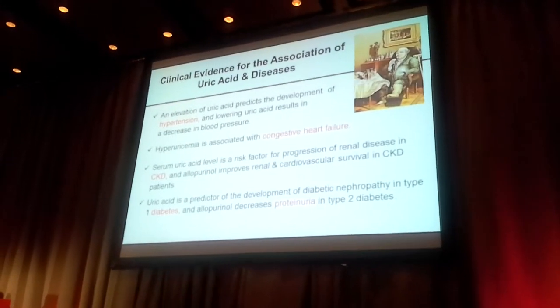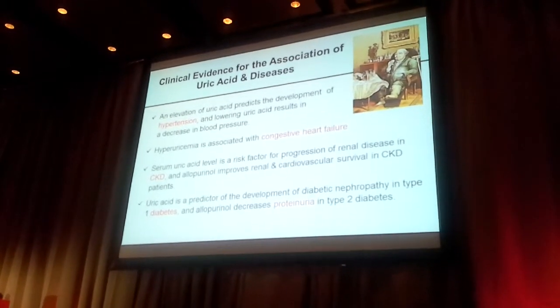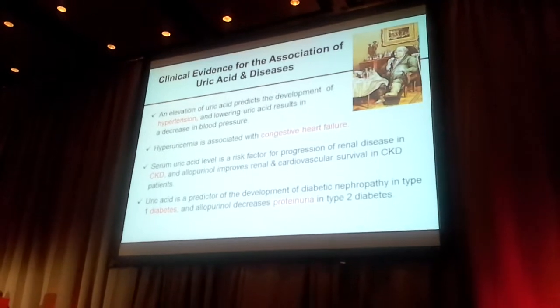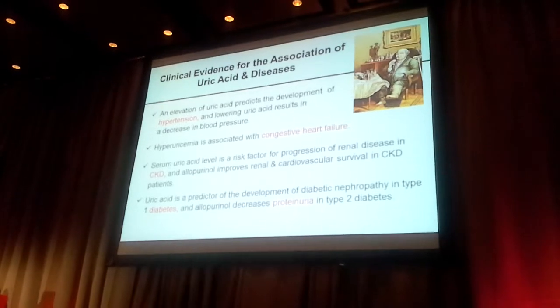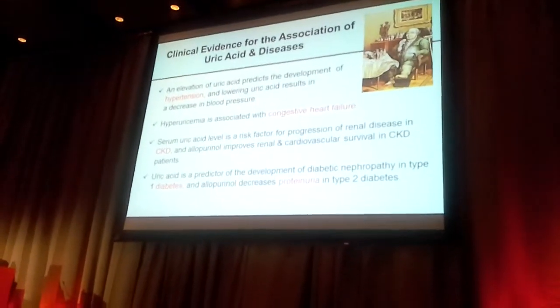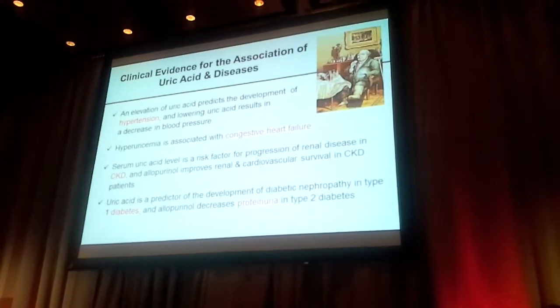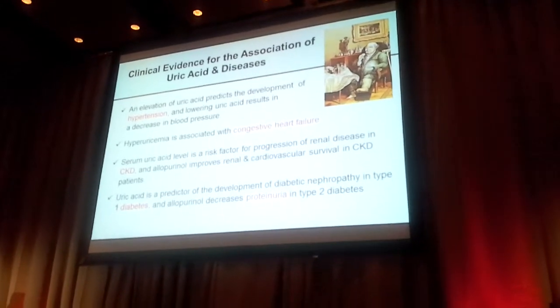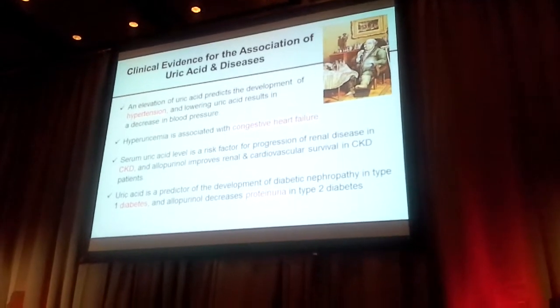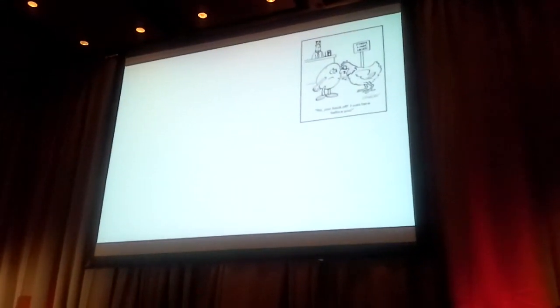Uric acid was also a predictor of development of diabetic nephropathy, and allopurinol decreased proteinuria in type 2 diabetes. But I think all of this clinical association, based on previous publications, does not necessarily mean uric acid plays any role in the development of this disease. Many of these clinical studies are observational, not controlled, and performed in a very small number of patients. So I think it is a matter of which comes first, like the chicken or the egg.